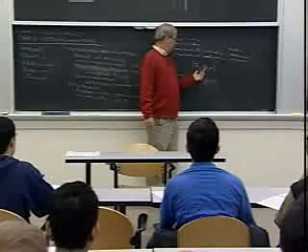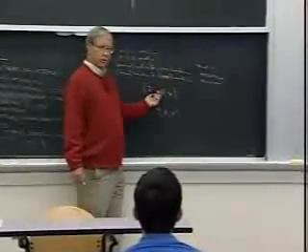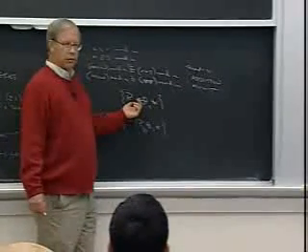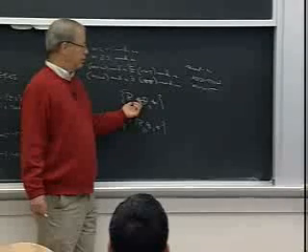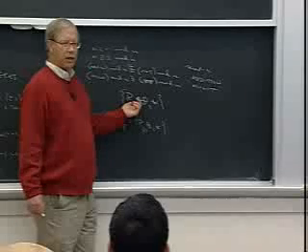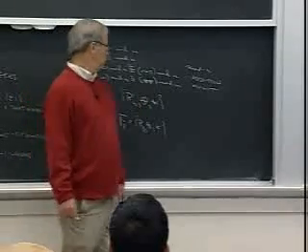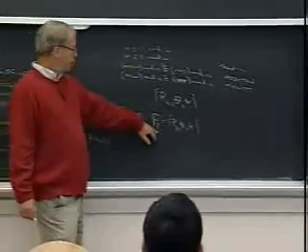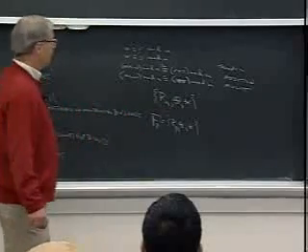But in the integers mod 6, 3 times 2 is equal to 6, which is equal to 0. So there are two non-zero elements that multiplied together give 0. And that means that neither 3 nor 2 can possibly have a multiplicative inverse. That's why you have to have a prime. This doesn't happen, of course, if n were a prime.